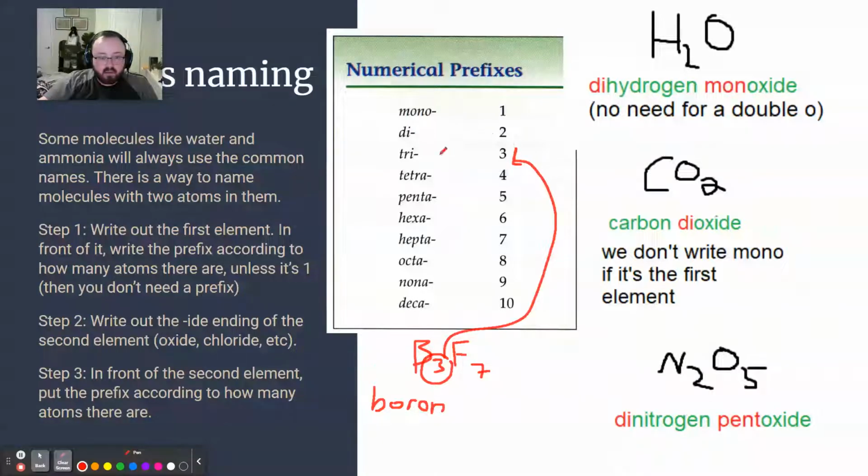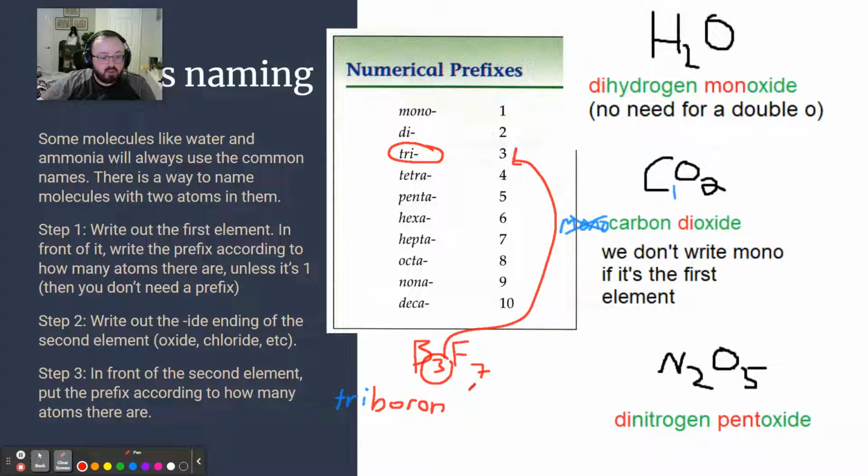Here is our 3. We're going to use this prefix in front of the word boron, so this is going to be triboron. The exception is that if it is the first element and it is a 1, you do not write it. So we do not write monocarbon here. There's only 1 carbon atom here, so we do not take the mono. That's the other exception. So we just leave this as carbon, instead of monocarbon, just carbon.